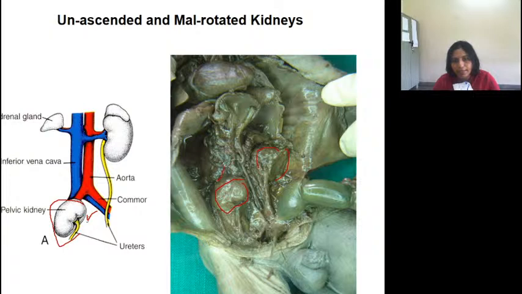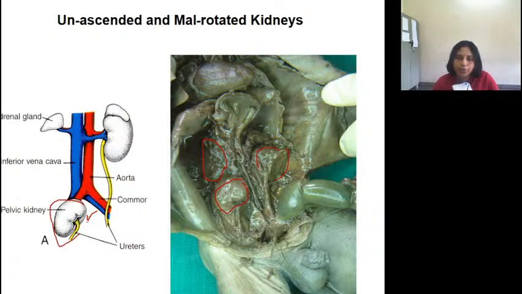You can see that when there is failure of ascent of the kidney, the adrenal glands are lying down. These are not capped by the adrenal gland here. Adrenal glands have a fixed position. They are in the upper part of the posterior wall of the abdominal cavity. There is no ascent or descent of the adrenal glands. Only the kidneys will ascend up and push the adrenals up and form the cap. Over these kidneys, the adrenals will form the cap-like structure.